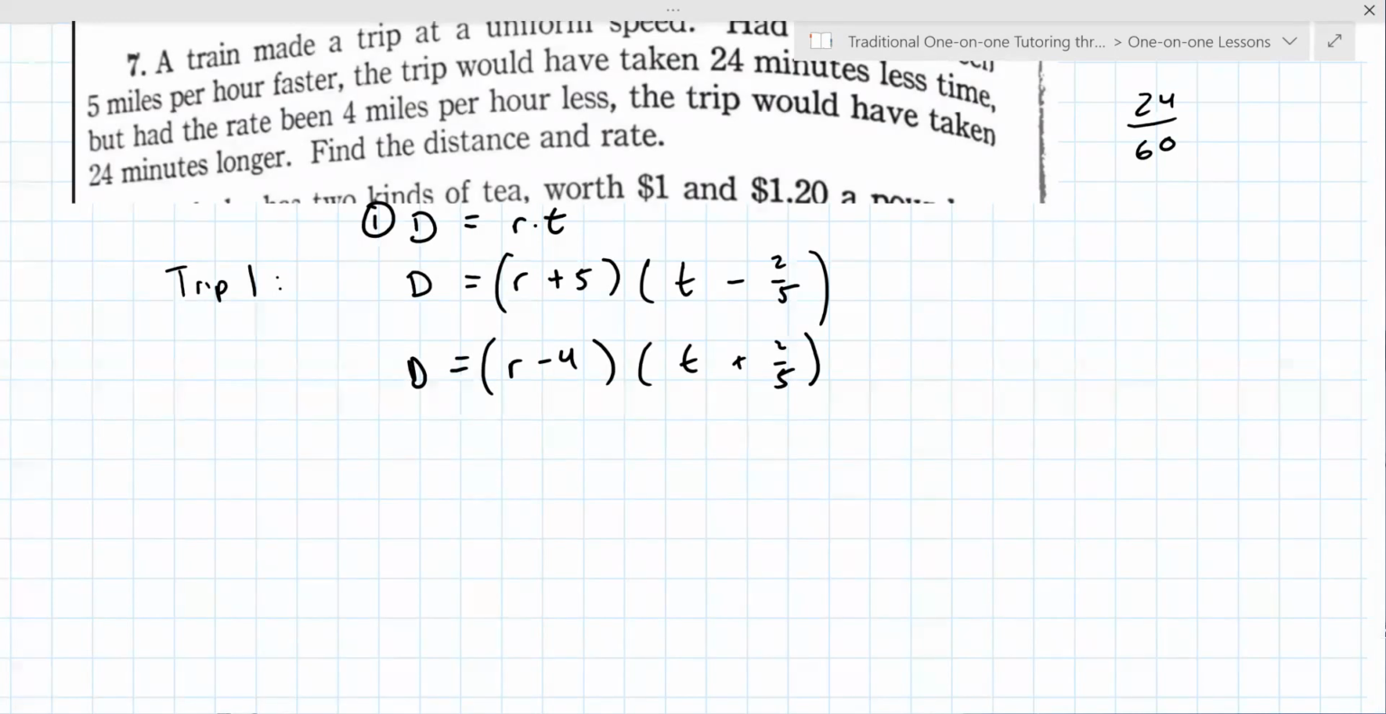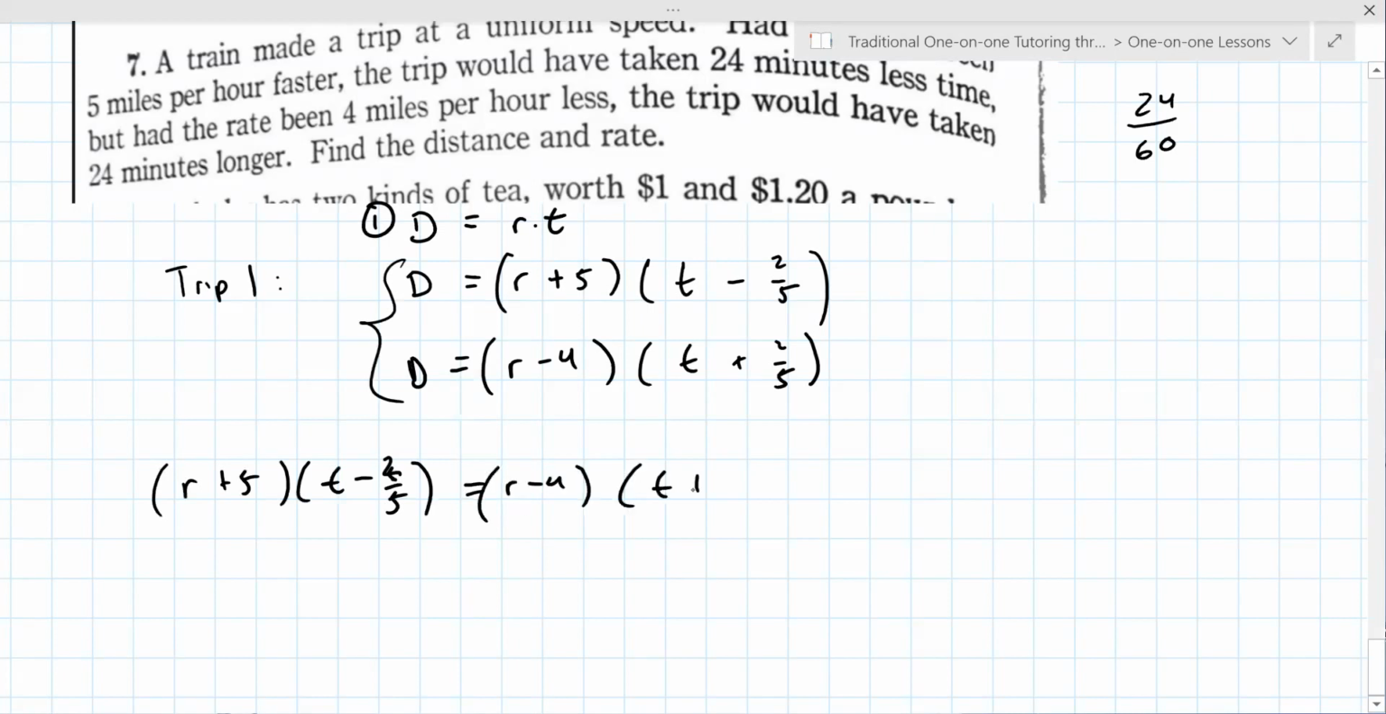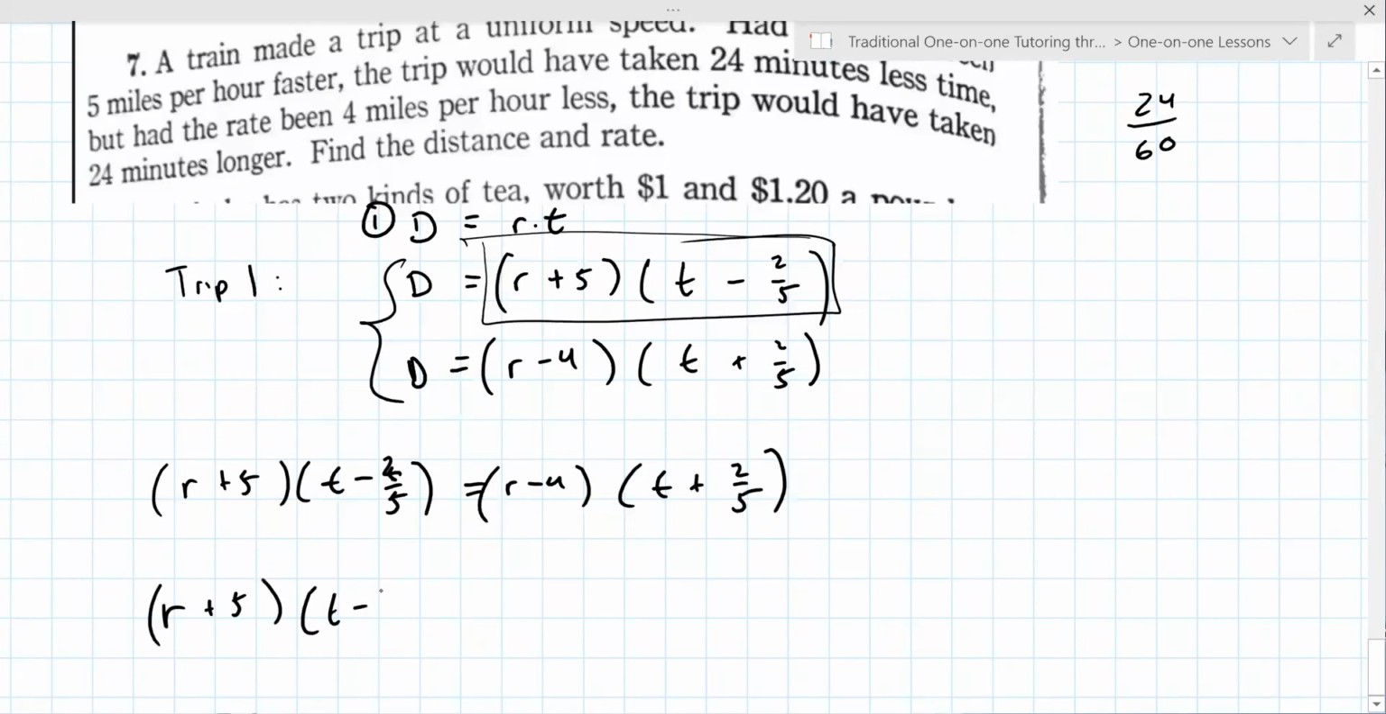Yeah, so this is pretty tough here because you have three equations, you just don't have them in any nice form. I guess you set these equal, so you have r plus 5, t minus 2/5 equals r minus 4, t plus 2/5. And then I guess you pick one of these and you put it in this other one. Yes. Boy, r plus 5, t minus 2/5 equals r times t.